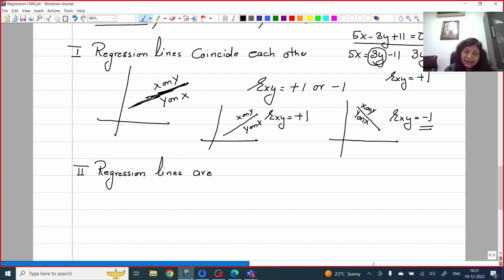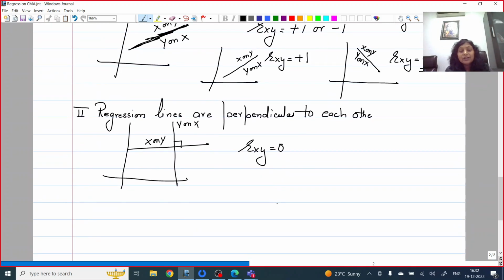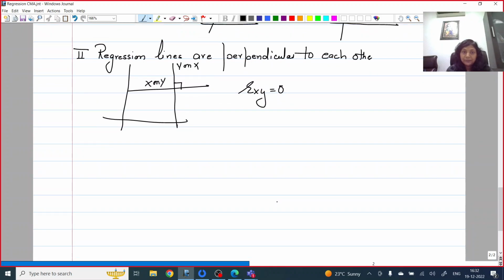If regression lines are perpendicular. Now what does perpendicular mean? Perpendicular means they are making a 90-degree angle. So suppose this is my diagram. This is my x on y and this is y on x. And they both are creating a 90-degree angle. In that case, your coefficient of correlation is 0. That means absence of correlation.